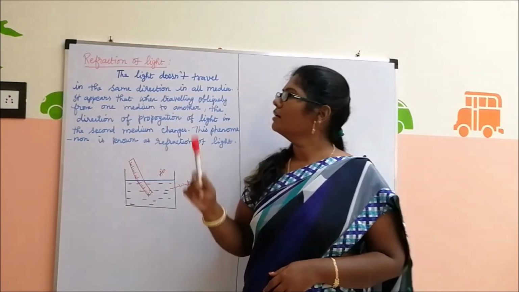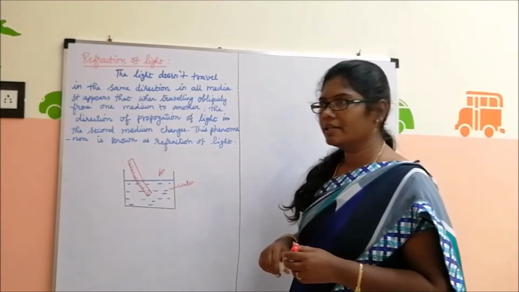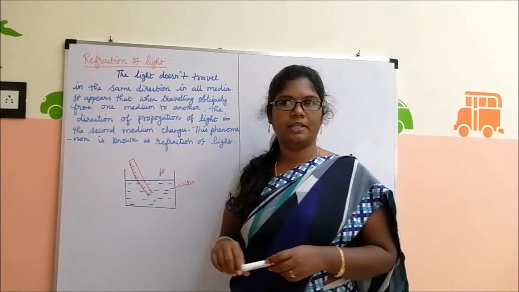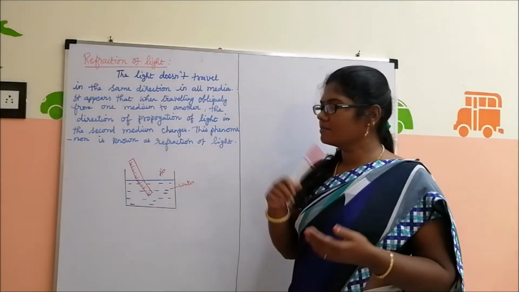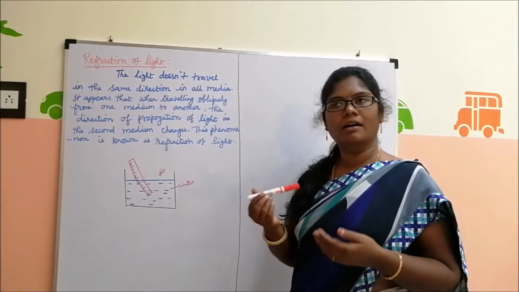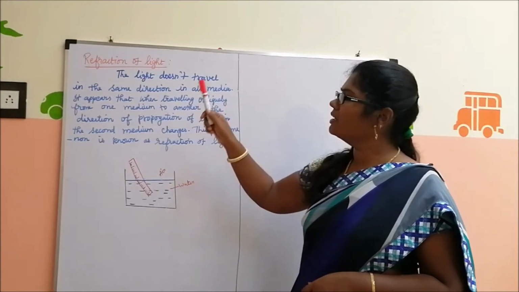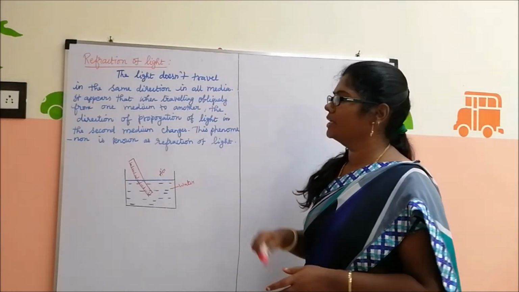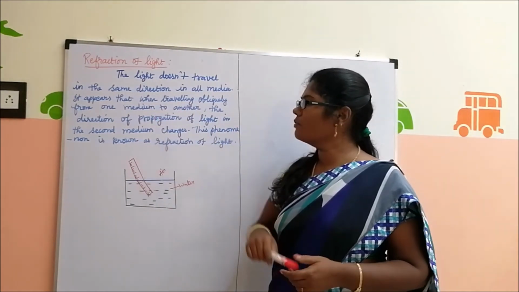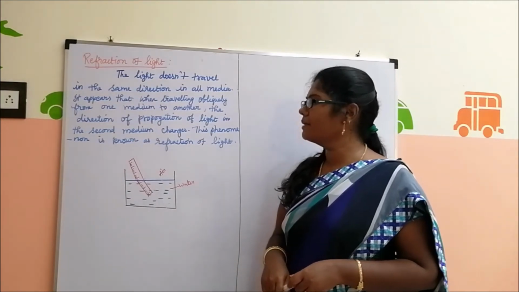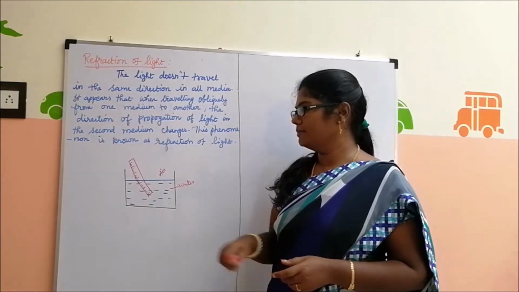Refraction of light. What is refraction of light? We know that the velocity of light is not the same in all media. It is 3 lakh meter per second in vacuum, and it is considerably less in air and water or glass like that. The light doesn't travel in the same direction in all media. When traveling obliquely from one medium to another, the direction of propagation of light in the second medium changes. This phenomenon is known as refraction of light.